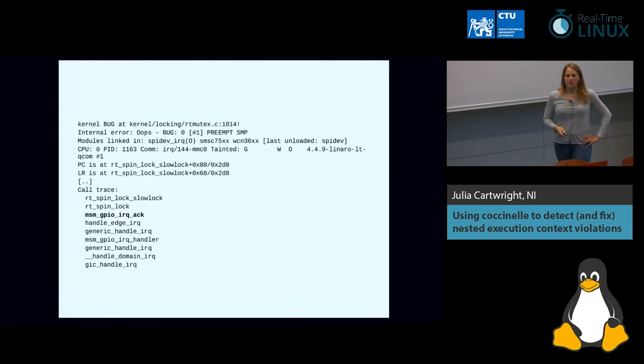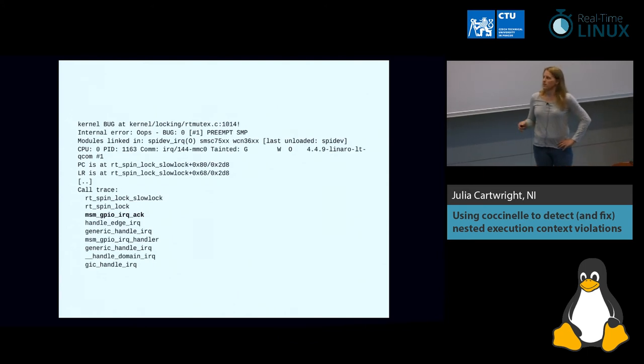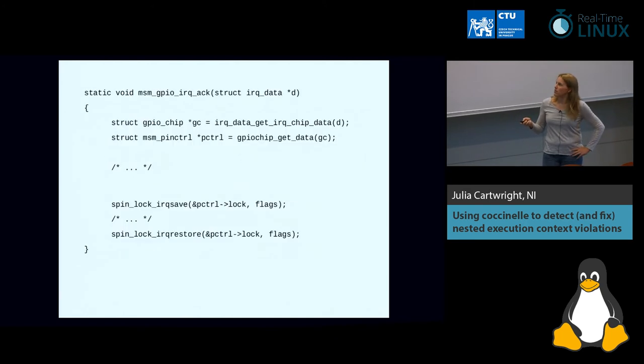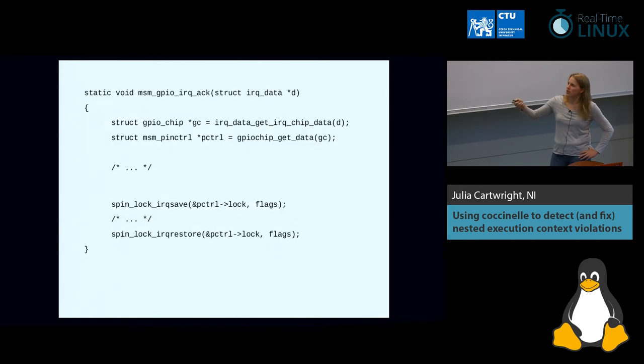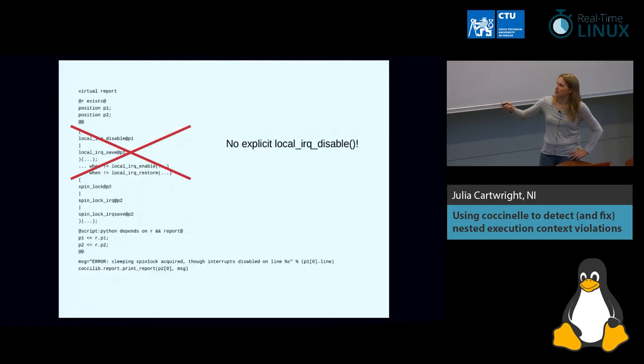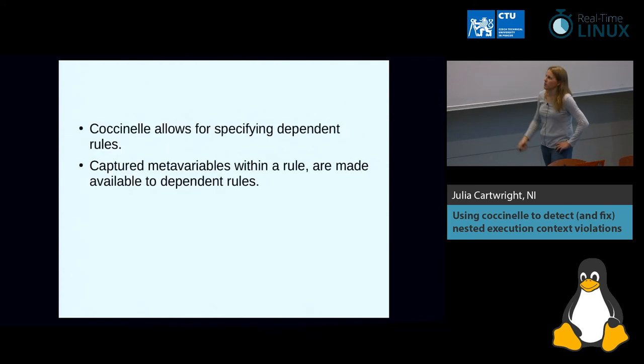So I'm going to talk about a case that's a little bit more complex, which is the MSM GPIO IRQ ACK function. If you remember this one from before, you have the function name here, and in this control flow I've acquired a spin lock. Except there's a problem. If I wanted to apply the previous patch I had developed, I have nothing to match on. I have no local IRQ disable, no explicit context function in here that I can write a patch to match against. So instead I have to get a little clever in how I construct this patch.